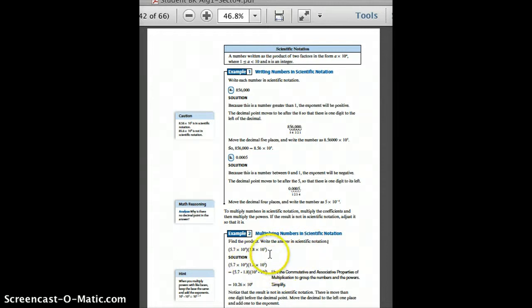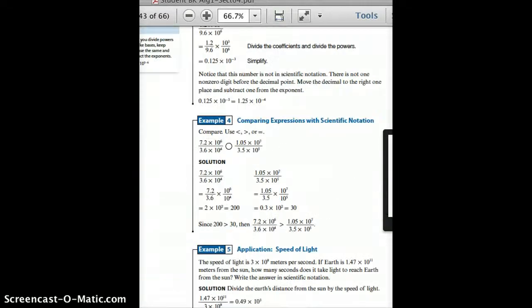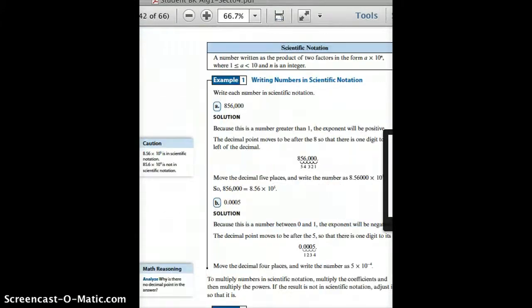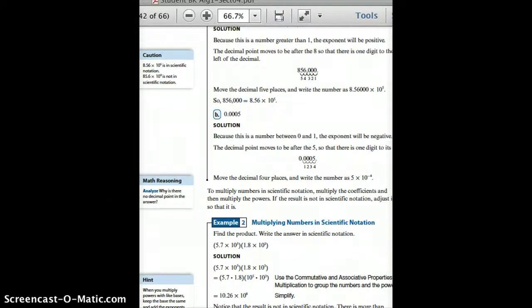Notice what they did first. If you're multiplying 5.7 times 10 to the 5th, times 1.8 times 10 to the 3rd, they grouped the two numbers together, so 5.7 times 1.8, and then they brought the tens together, 10 to the 5th times 10 to the 3rd. You're allowed to do that by using the commutative and the associative properties.